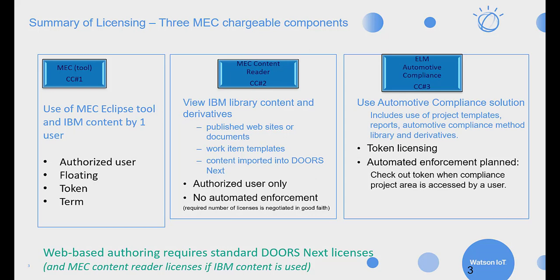If you use the automotive compliance solution, which is separately licensed, that includes the use of the solution templates, reports, and the method library and any derivatives of that method content. That does use token licensing, and the plan is to automatically enforce that through token licensing. The way this will work is it will check out tokens when the compliance project area is accessed by a user.